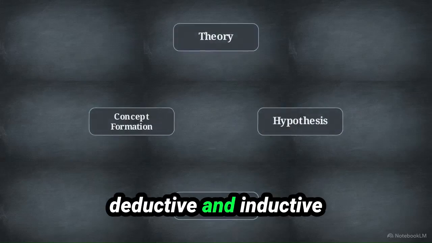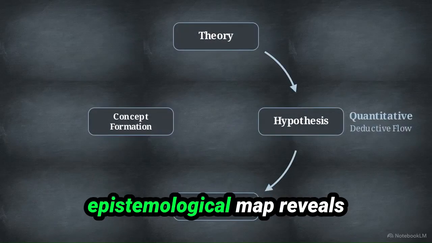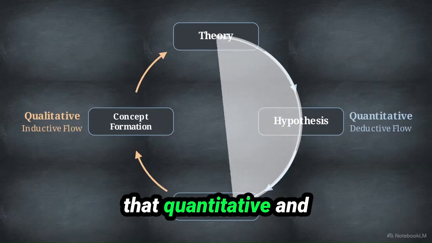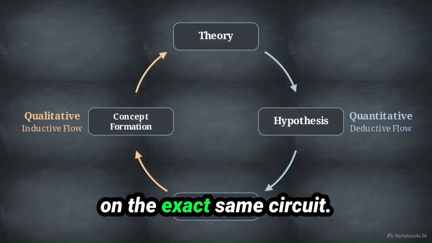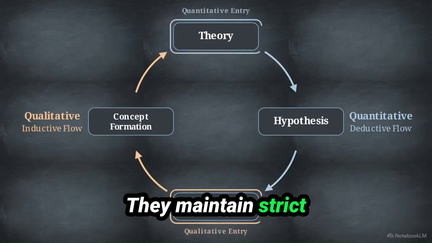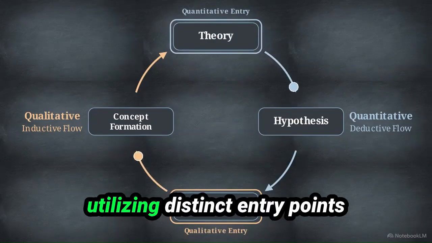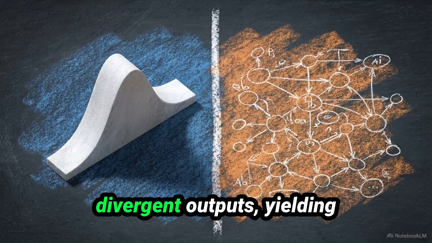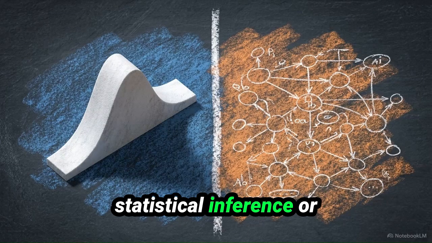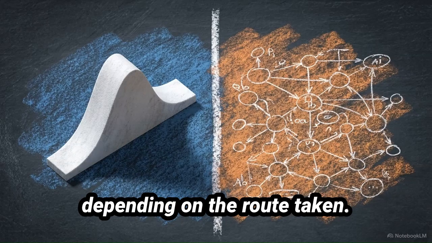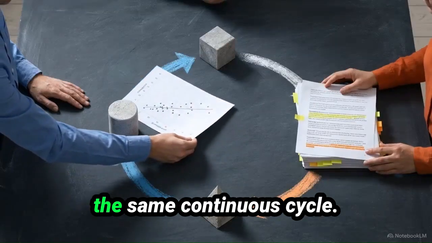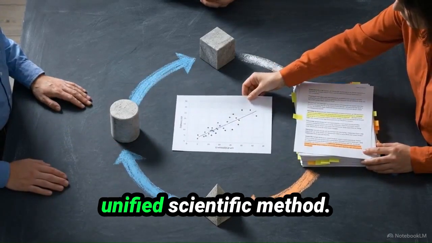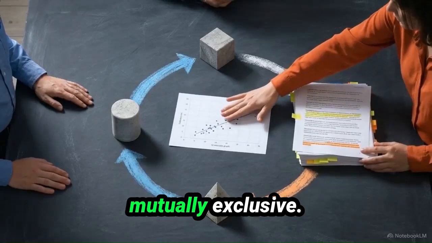Locking both the deductive and inductive pathways onto the single epistemological map reveals the complete structure. The diagram confirms that quantitative and qualitative methods exist on the exact same circuit. They maintain strict mechanical differences, utilizing distinct entry points and reverse directional logic. These mechanics produce divergent outputs, yielding statistical inference or analytical generalization, depending on the route taken. Because they operate on the same continuous cycle, these methodologies act as symbiotic elements of a unified scientific method. They are not mutually exclusive.